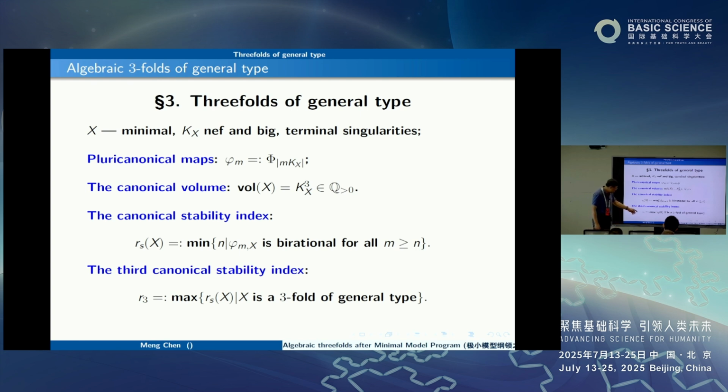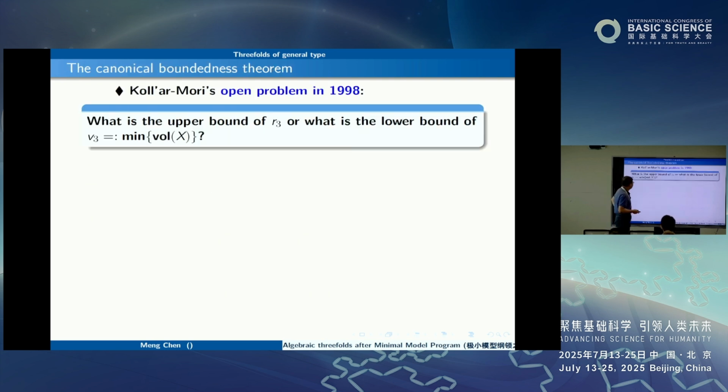In dimension 3, starting from dimension 3, this becomes quite different from the low dimension case. So I will mention this. Actually, Kollár and Mori set out an open problem in their book. They ask, what is R3 actually? What is the upper bound of R3, or the lower bound of V3?